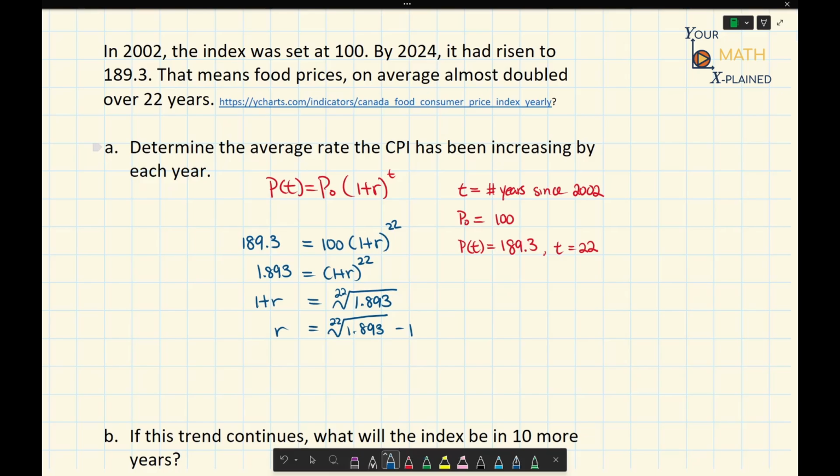And then you're going to need a calculator for this, and you're going to get r is roughly 0.029. So converting that to a percentage, we're going to get that on average, the CPI has been increasing by 2.9% per year.